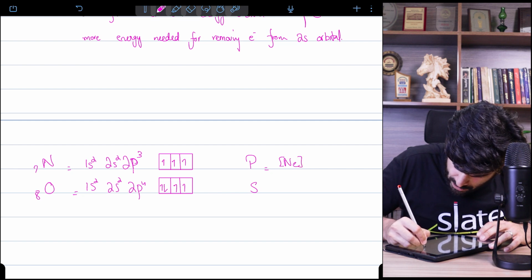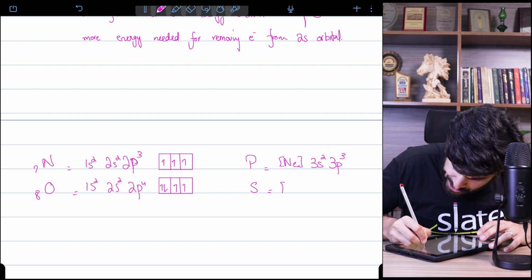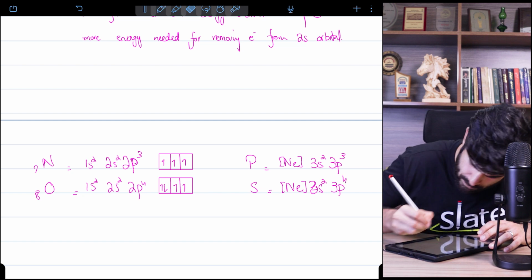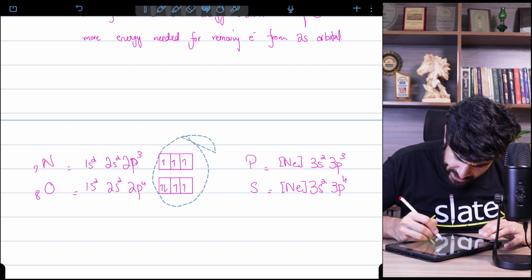Neon, 3s2, 3p3. Neon, 3s2, 3p4. We have the same electronic configuration here as well.